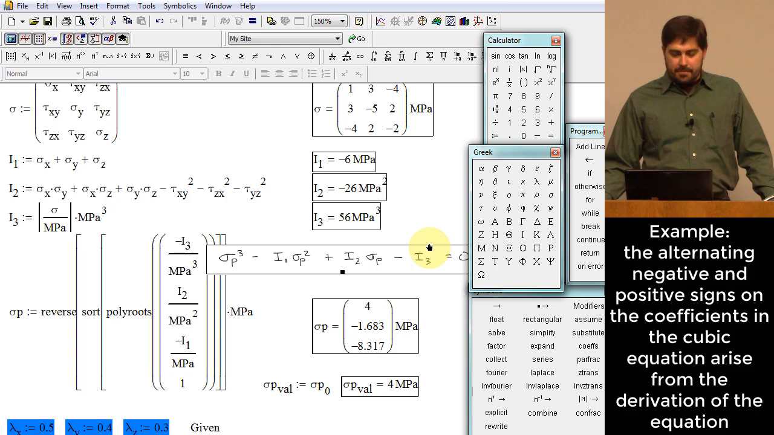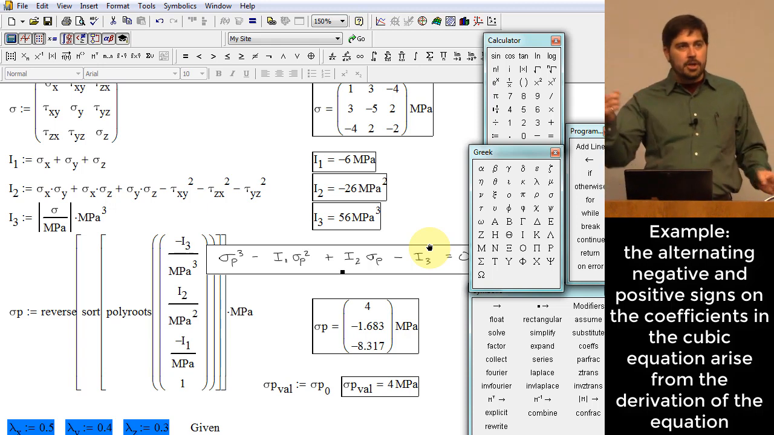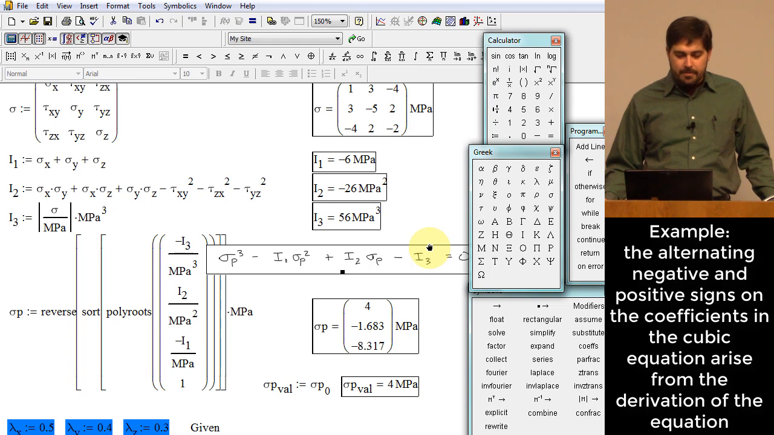So the invariance, basically the way I did it is that I didn't store the signs into the invariance. I defined the invariance how I have them defined, and then for the cubic expression I have them plus minus, plus minus.